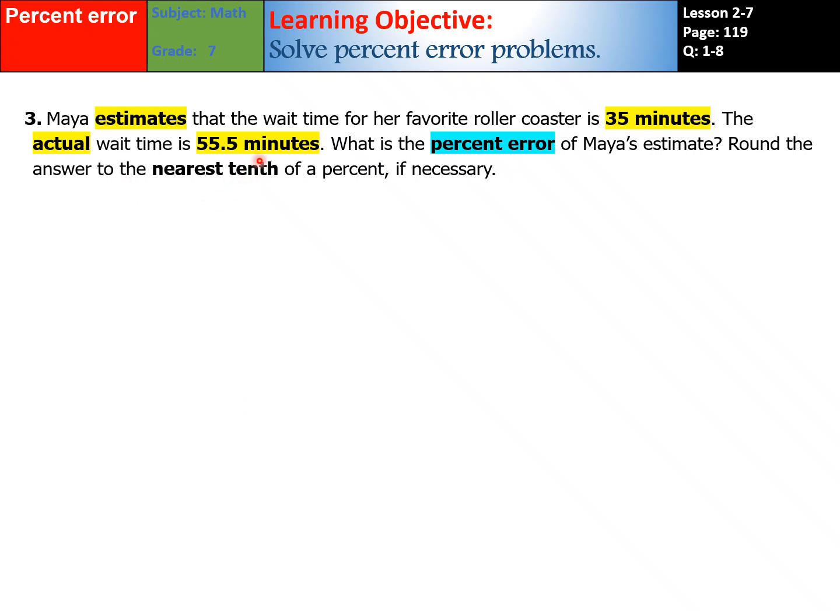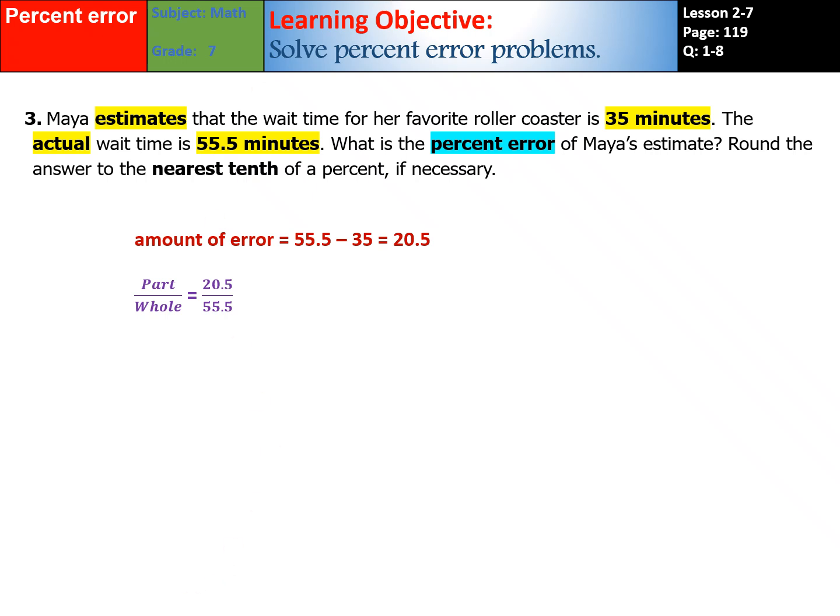Maya estimates that the wait time for her favorite roller coaster is 35 minutes. The actual wait time is 55.5 minutes. What is the percent error of Maya's estimate? Again, they said round the answer to the nearest tenth. That means if there are more digits, you will just write one digit after the decimal point. First step, do subtraction. You will get 20.5. What is the actual number? 55.5.